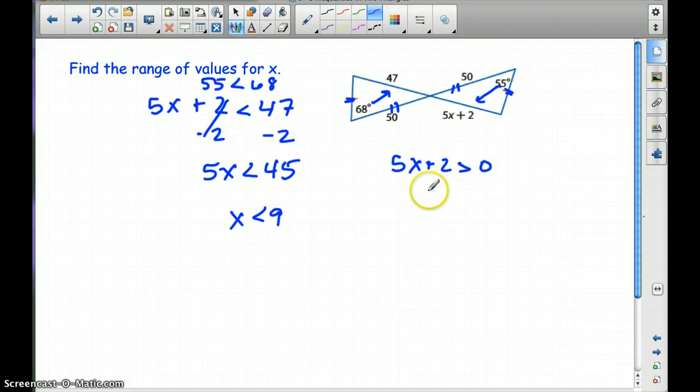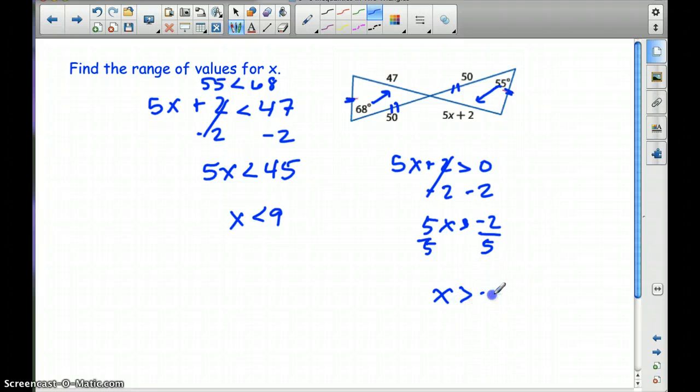And so when we solve that, we're going to have 5x is greater than negative 2, and divide by 5. And so x has to be greater than negative 0.4. If you want to leave it as a fraction, feel free to do so. So when we write this, we know that x is greater than negative 0.4, and it's also less than 9, which is our answer.